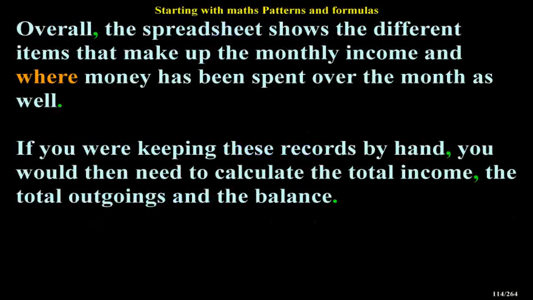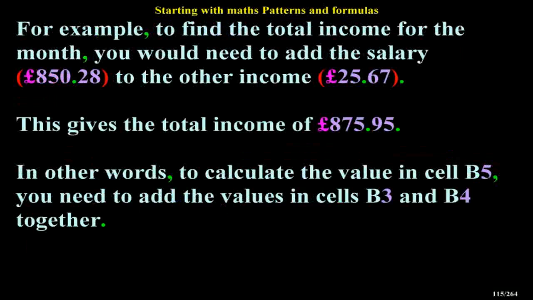Overall, the spreadsheet shows the different items that make up the monthly income and where money has been spent over the month as well. If you were keeping these records by hand, you would then need to calculate the total income, the total outgoings and the balance. For example, to find the total income for the month, you would need to add the salary 850.28 to the other income 25.67.